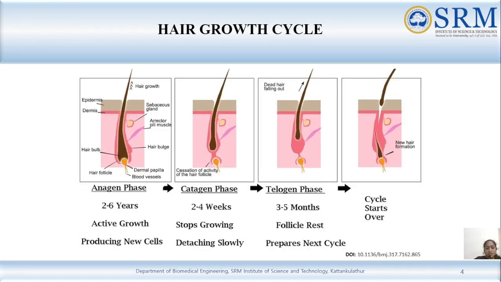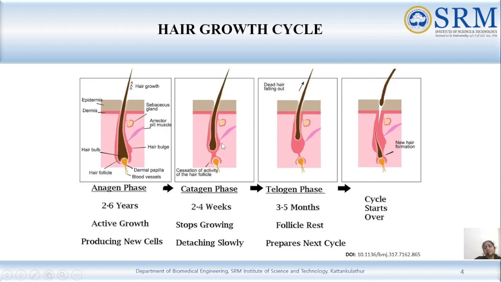Here you can see that the hair follicle has started shrinking, and it has moved out. It is slowly moving away and detaching itself from the blood vessels.